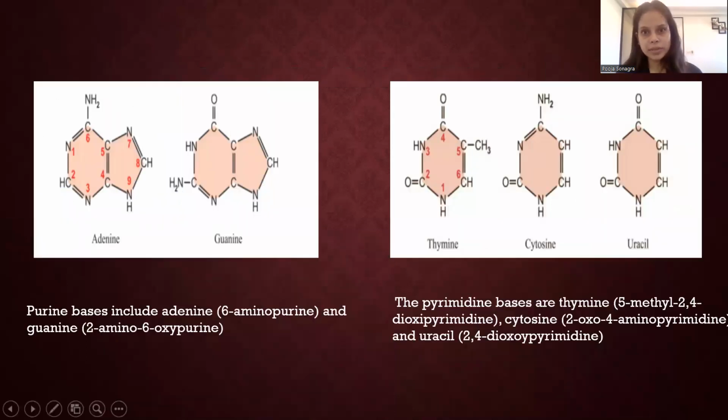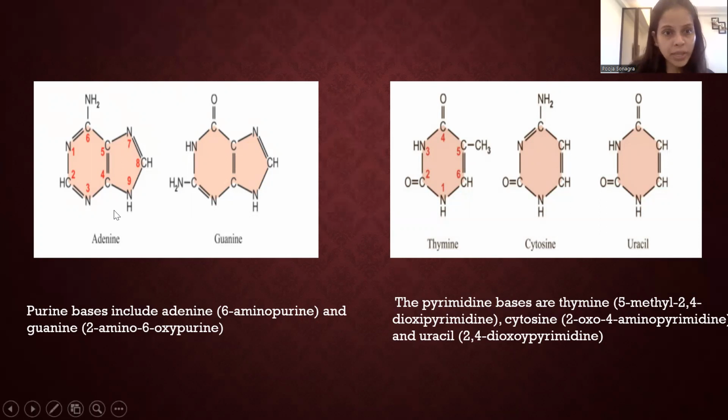All right. So now let us see the structural difference between purine and pyrimidine. By looking at the structure itself, we can make out that the purines, that are adenine and guanine, are double ring structures, unlike the pyrimidines. Pyrimidines are the bases which are single ring structures. Now let us understand the individual difference between adenine and guanine itself.